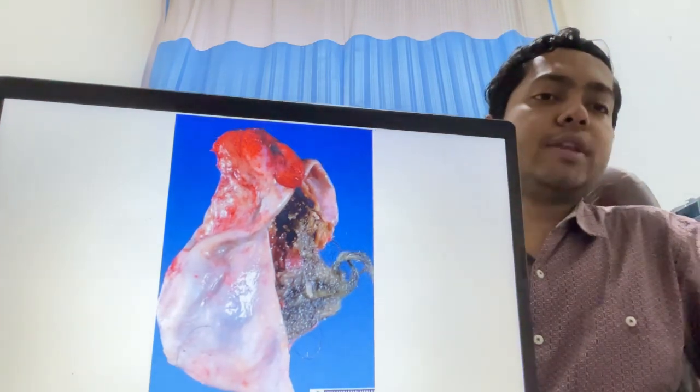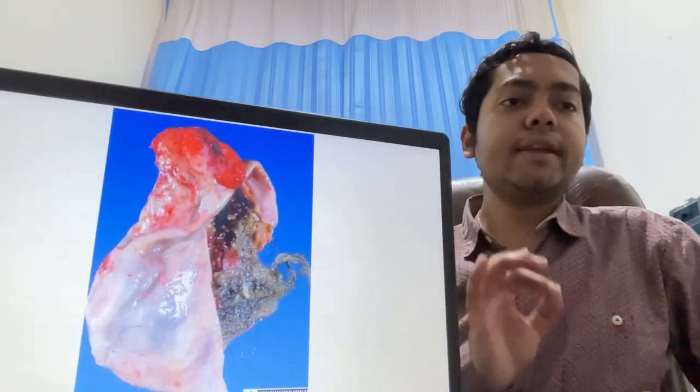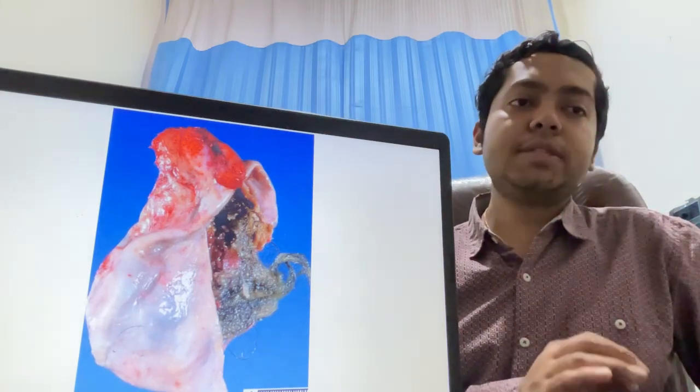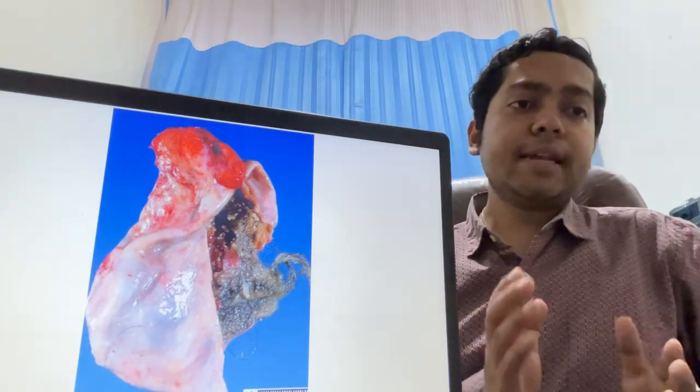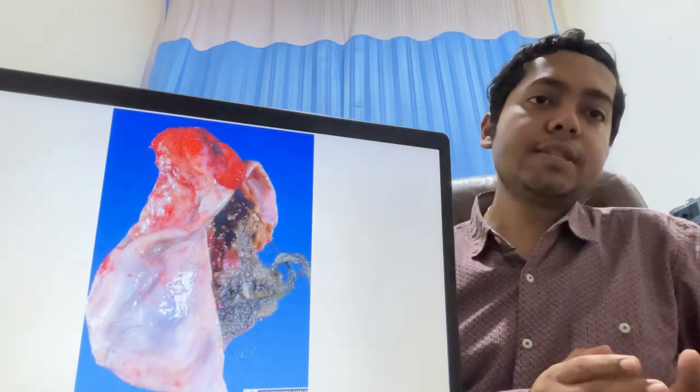So what is actually a dermoid? A dermoid is a teratoma, mature teratoma. Teratoma is a germ cell tumor of the ovary, germ cell tumor.